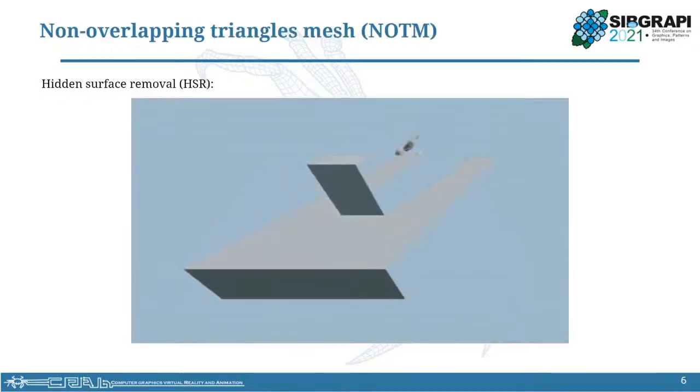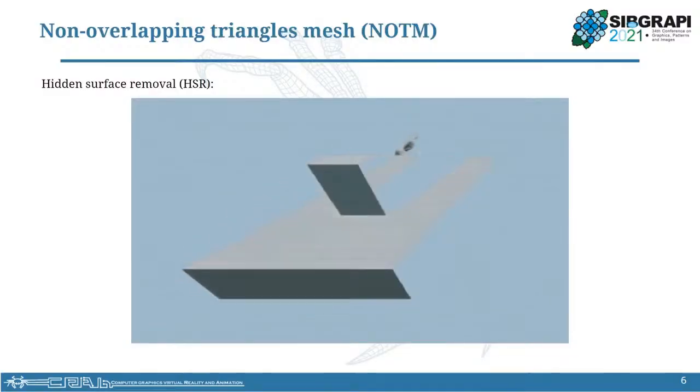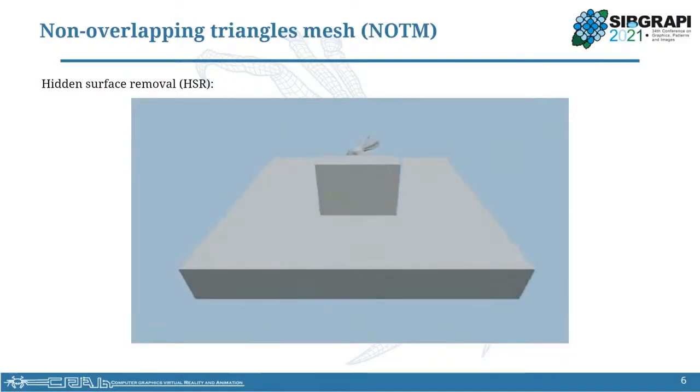An NOTM is constructed to remove the need for storing and checking regions that are not visible from the light. This is done by removing the hidden surfaces. Each polygon is clipped by the ones that are closer to the light. The resulting geometry is then triangulated to increase GPU compatibility.